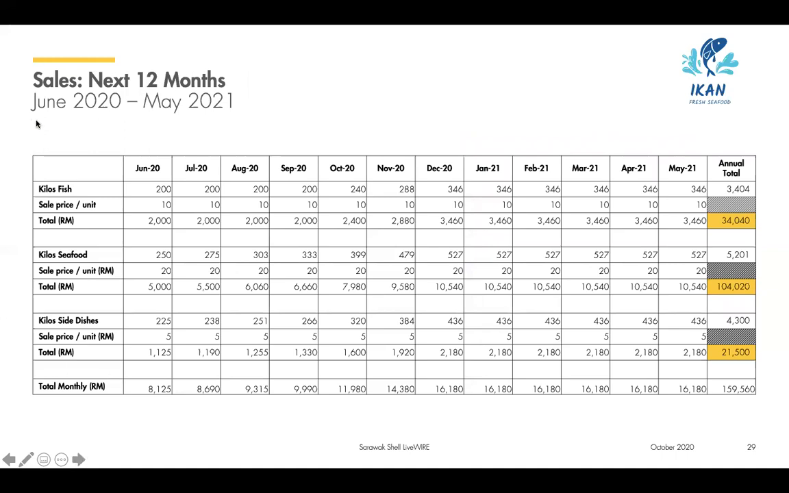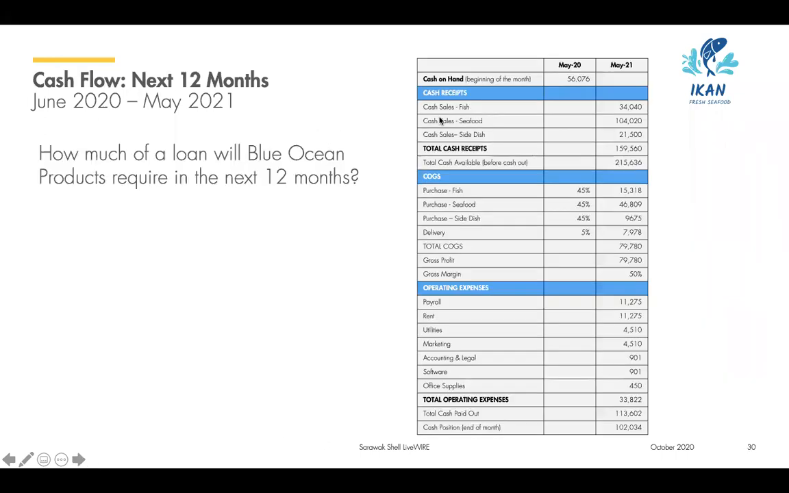By this pivot, they're looking at June 2020 to May 2021. If you see here, most of the income is coming from seafood now. Before this, you see most of Ikan's revenue was coming from fish, but now most of the revenue is coming from seafood, right? And we can see here as well, the payroll has been reduced, and they actually make a bigger margin, right? Because of better negotiated prices with the suppliers and also reduced payroll. So the cash position from May 20 was 56,000, if we saw earlier. Now from June 20 to May 21, the cash position has almost doubled to 102,000.